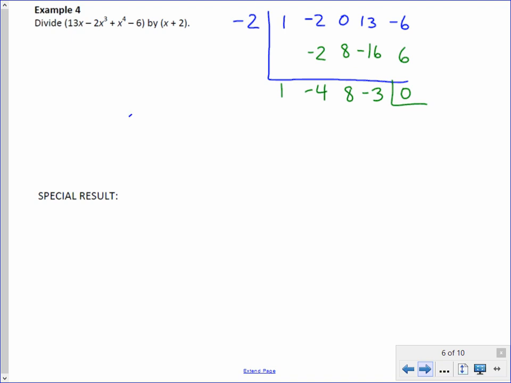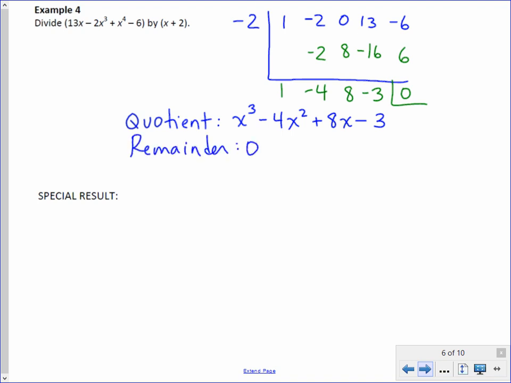But if the remainder is 0, does that mean it could have been? You're thinking ahead. That's good. I like it. So do we all agree? We start with degree 3. I'm writing: x cubed minus 4x squared plus 8x minus 3. Remainder 0. That seems like a special result.